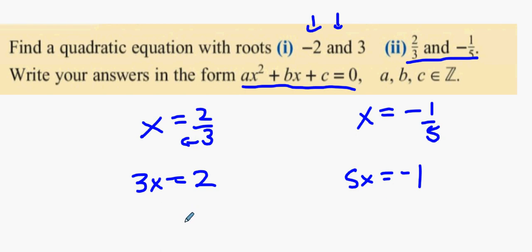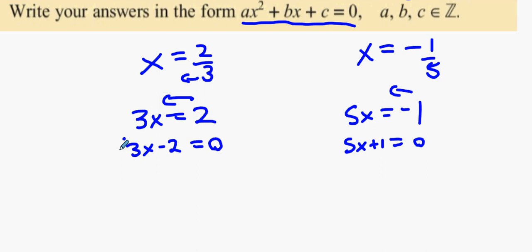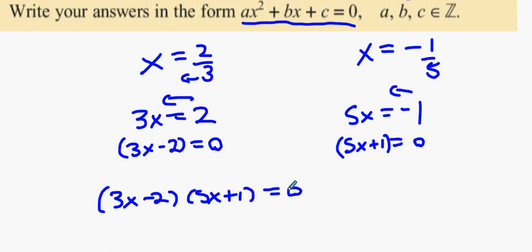Now, what I'm going to ask you next is this, guys. It's going to be 3x minus 2 equals 0, because plus 2 on the right is a minus 2 on the left. And then a minus 1 on the right is a plus 1 on the left. Now we have both brackets, don't we? And what do you think you're going to do next? So you're going to have 3x minus 2 multiplied by 5x plus 1. When you multiply it out, you get 15x squared.